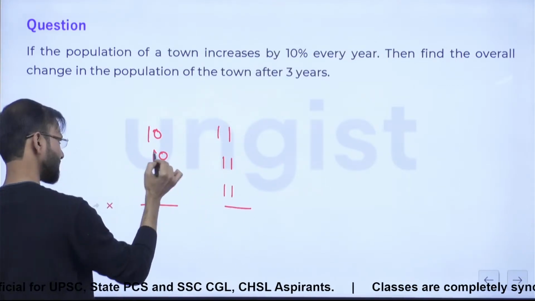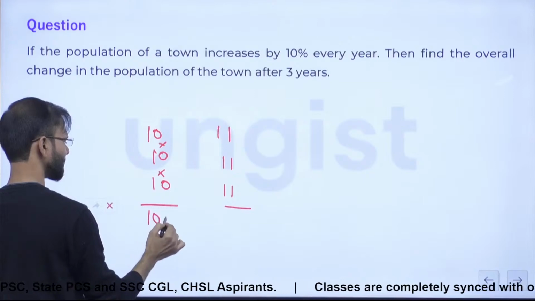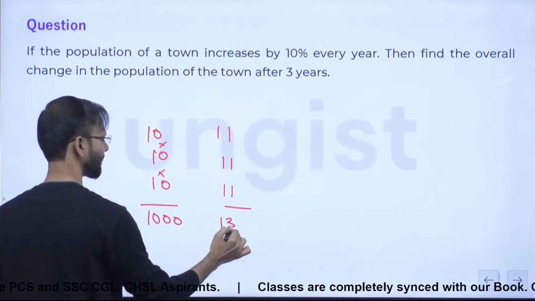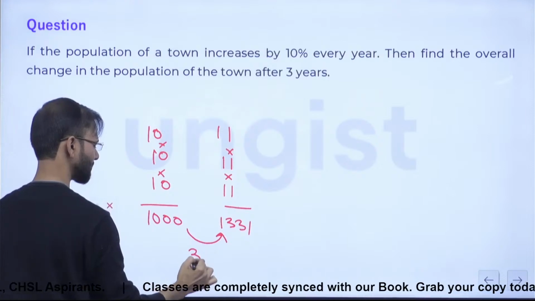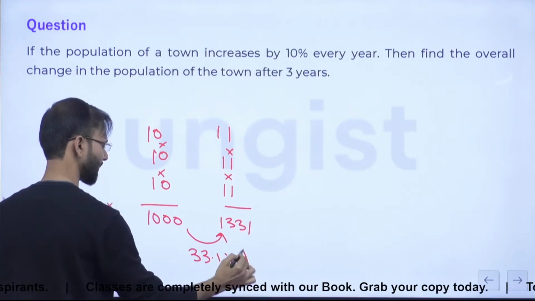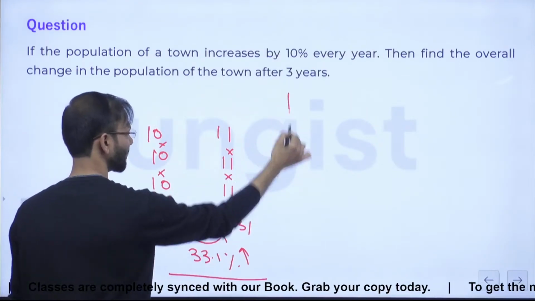Either you should do like this, right? So 1000 becomes 1331, right? So either you should do like this. So this will become 33.1% increment, correct? Or you can do like this.